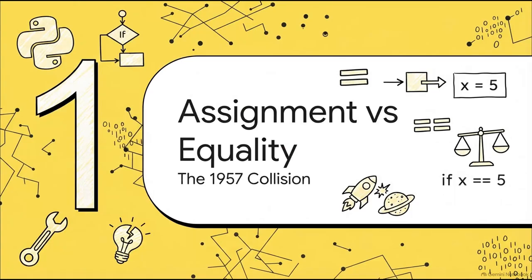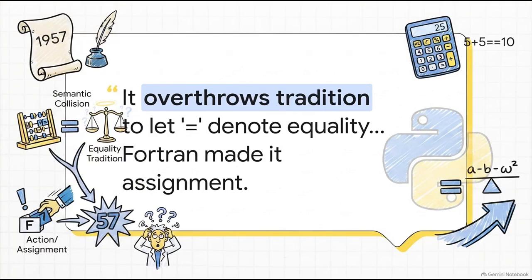Section 1. Assignment versus equality. To understand our first trap, which is the classic mix-up between assigning a value and asking a question, we actually have to rewind all the way back to 1957. As the legendary computer scientist Nicholas Wirth pointed out, Fortran's decision to use a single equal sign for assigning values just caused endless confusion. Think about it.